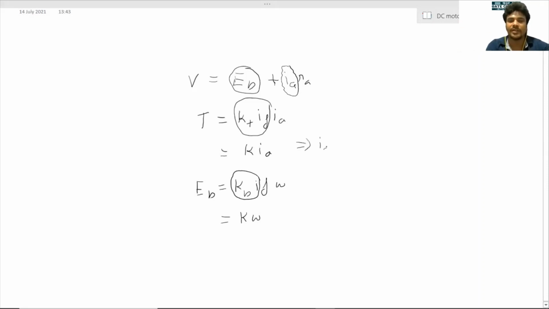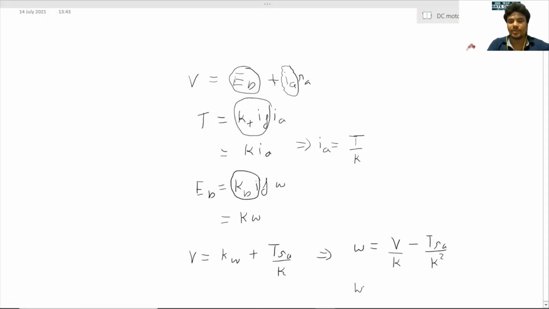So from here we can write IA is equal to T by K, and omega will be equal to, or EB in terms of E, we will replace this. EB we can write directly K omega. So we will get the equation V is equal to K omega plus T RA by K. So what will be omega here? Omega we can write as V minus T RA by K square, and this will also be divided by K.